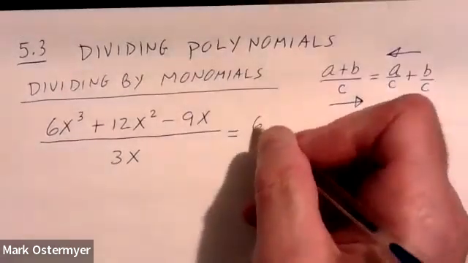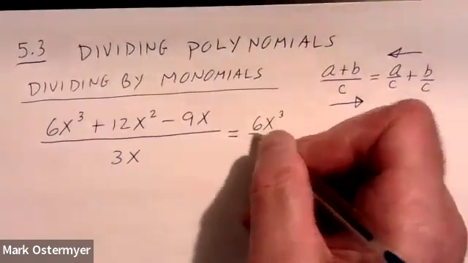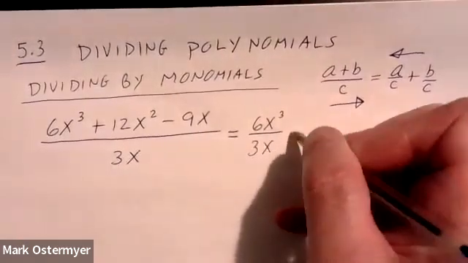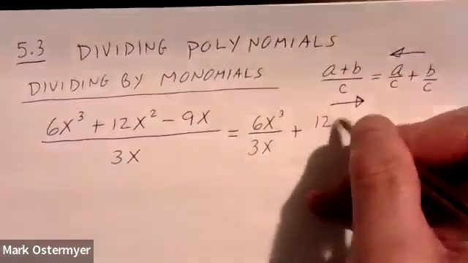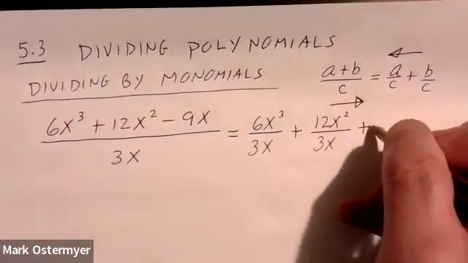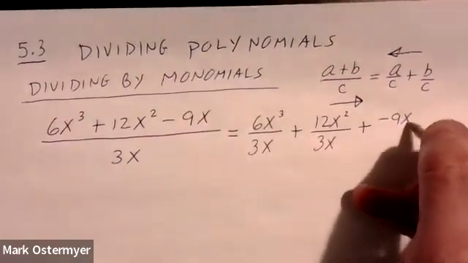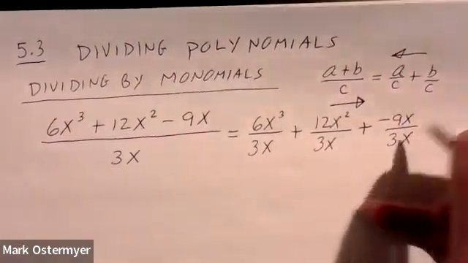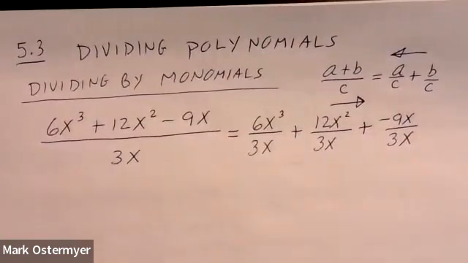So I can take my 6x cubed and I can place it over 3x. Plus I can put the 12x squared and I can place that over 3x. Plus I can put the negative 9x and place that over the 3x. This is equal to this. So I split it up into 3 different fractions here.